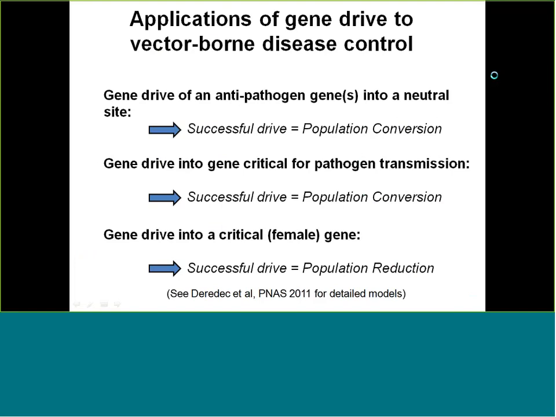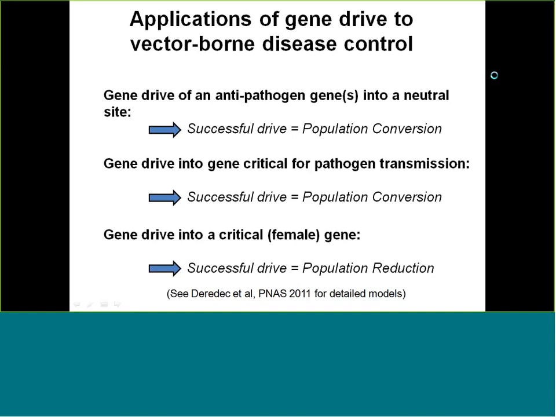And the different things that have been pursued have been, as Fred mentioned, driving an anti-pathogen gene into a population. This could be done into a neutral site where successful drive would equal population conversion. So you would still have your mosquitoes in your area, but they would no longer be able to transmit malaria, or they would no longer be able to transmit dengue, and then disease transmission would stop. But ecologically, you wouldn't have much of a change.